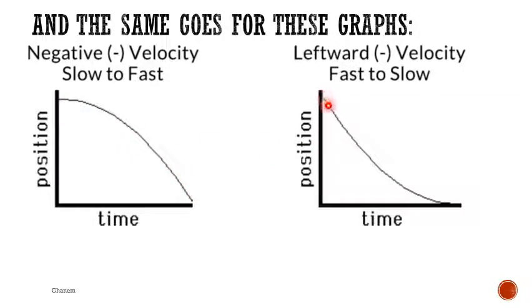For this graph, the car starts moving fast and ends with a low speed, and in this case the car is also moving along the negative direction.